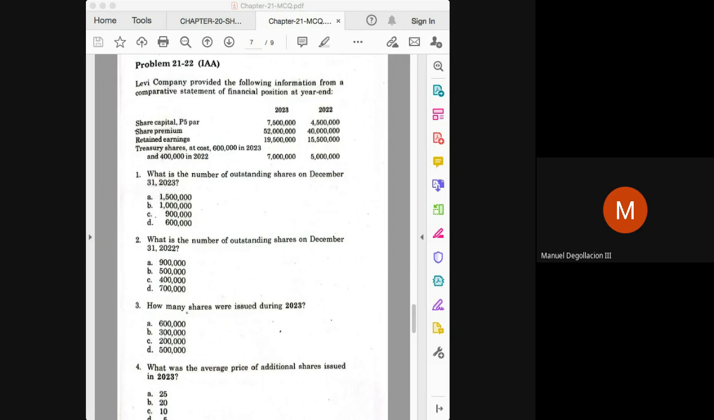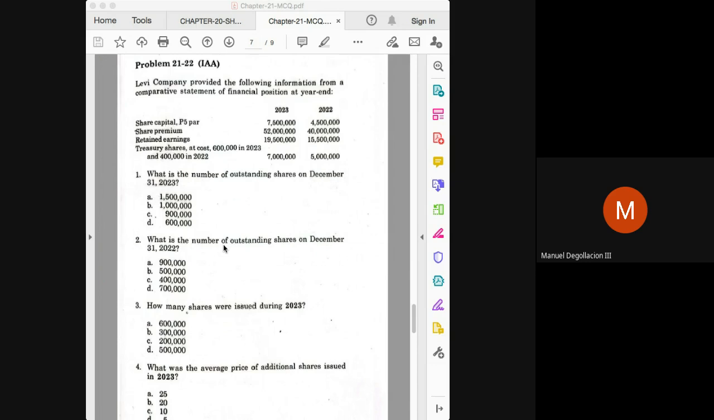Okay, and then what are we going to deduct? You will have to deduct the treasury shares. And how many treasury shares did we have in 2022? As the problem states, we had 400,000 in 2022. So 900,000 minus 400,000. Our answer here would be 500,000. Bravo. Okay. Next, in 2023, the same procedure.